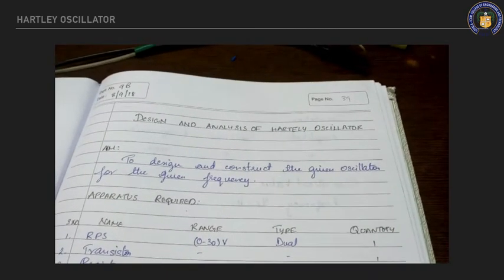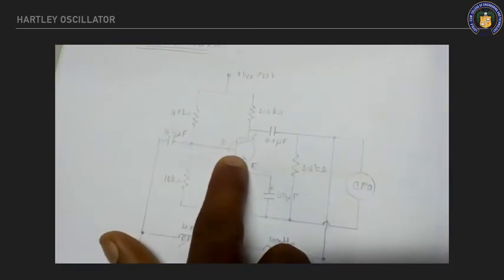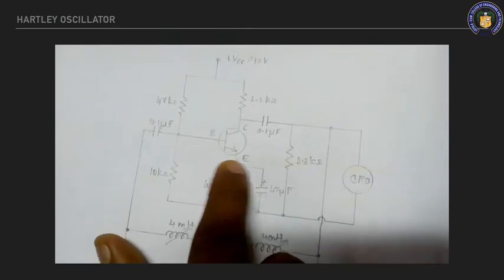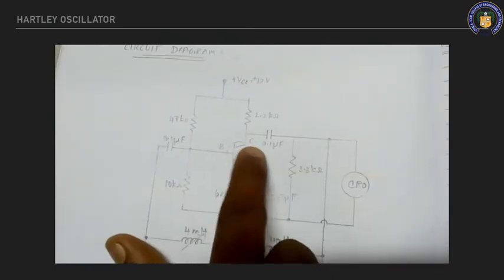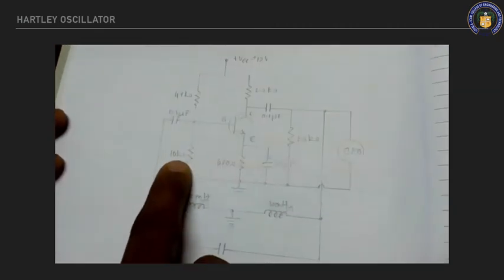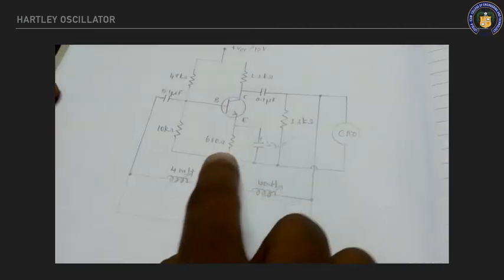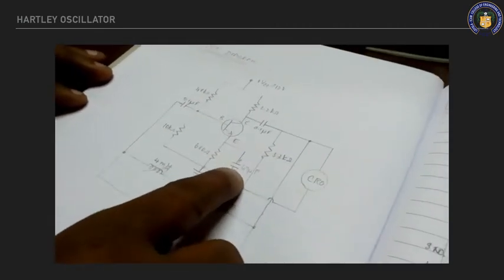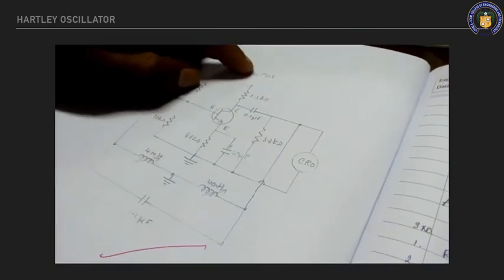Design and analyze the oscillator. The NPN transistor has emitter, base and collector. At the base terminal, 47 kilo ohm and 10 kilo ohm are connected. The emitter terminal is 680 ohm. And the collector terminal is 2.2 kilo ohm. The other end is connected to the VCC.